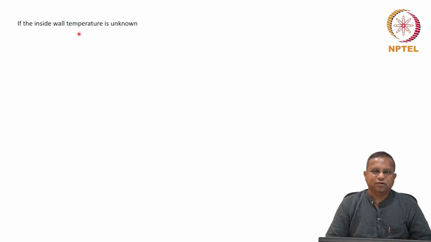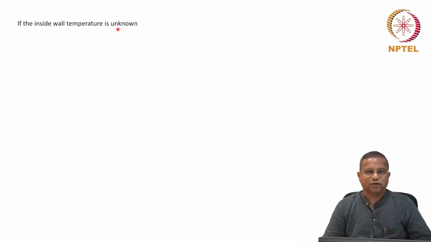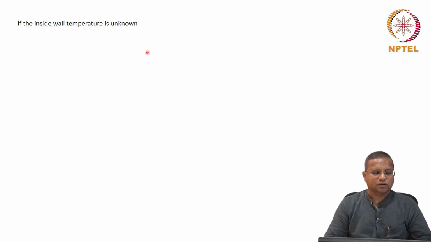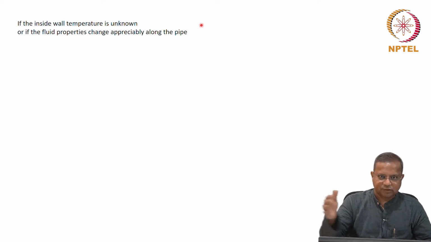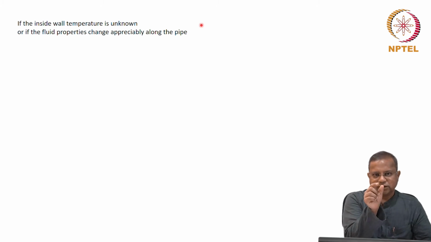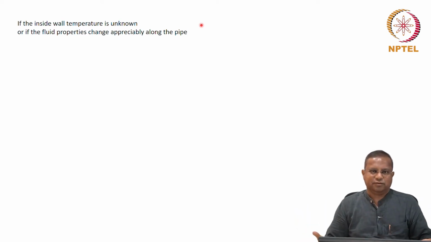If the inside wall temperature is unknown, you need to place a thermocouple there, which could be difficult if you already have an existing system. Or if the fluid properties change appreciably along the pipe, then what do you do? The conditions are changing. Your relations are valid only for a differential section. So you write your relations for a differential section where you know it is valid, and then you integrate over the length. Simple, usual trick.